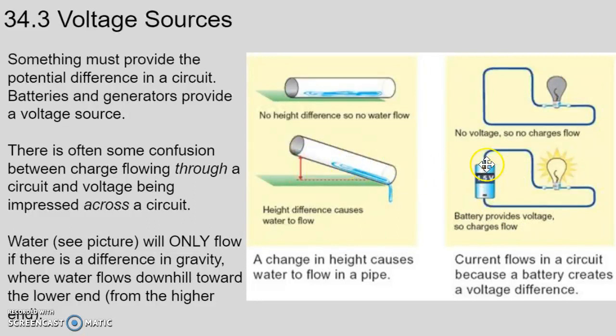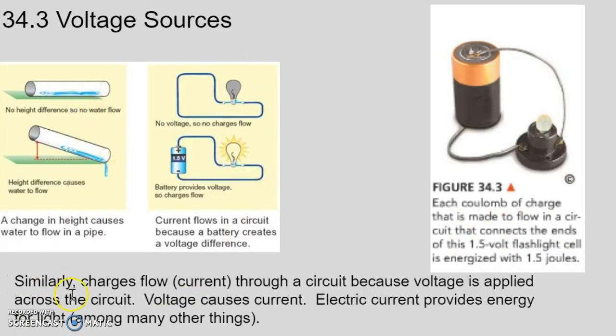The voltage is like lifting it up. You have a potential difference, so it's going to flow downhill. So you have your cathode and your anode, and current is going to flow in the circuit because the battery creates a voltage difference. So water will only flow if there's a difference in height in the two cylinders, where water flows downhill toward the lower end, from the higher end. So using this water analogy, similarly charges flow, or current, through a circuit because voltage is applied across the circuit. That's what your battery is doing. Voltage causes current. Electric current provides energy for light, among other things. So in this case, we would say the current is flowing this way. We would call that clockwise.